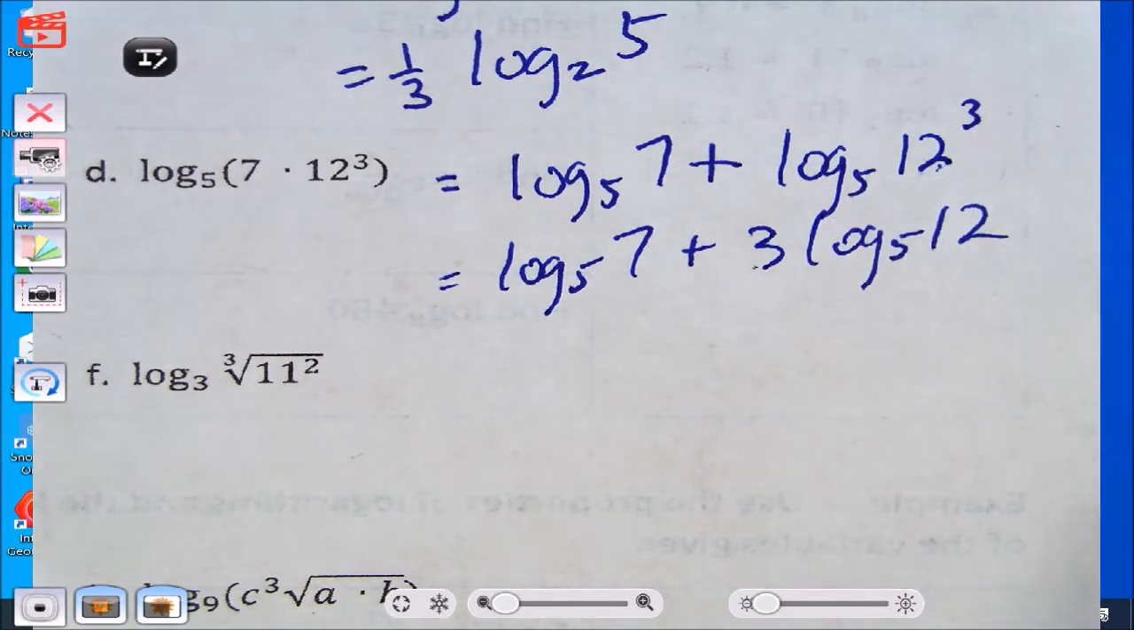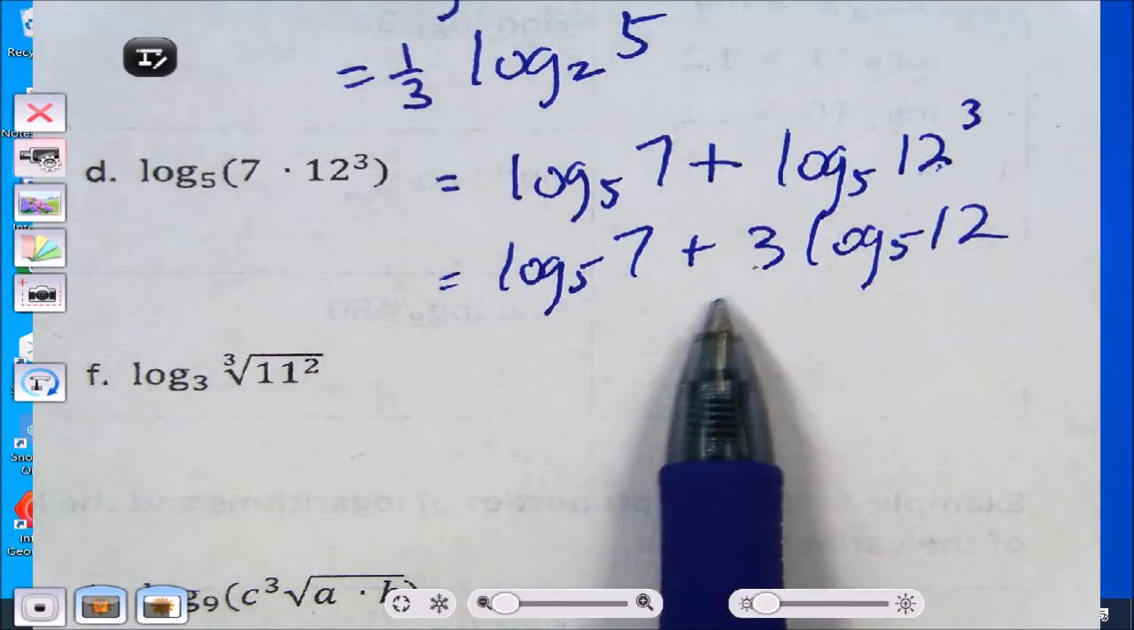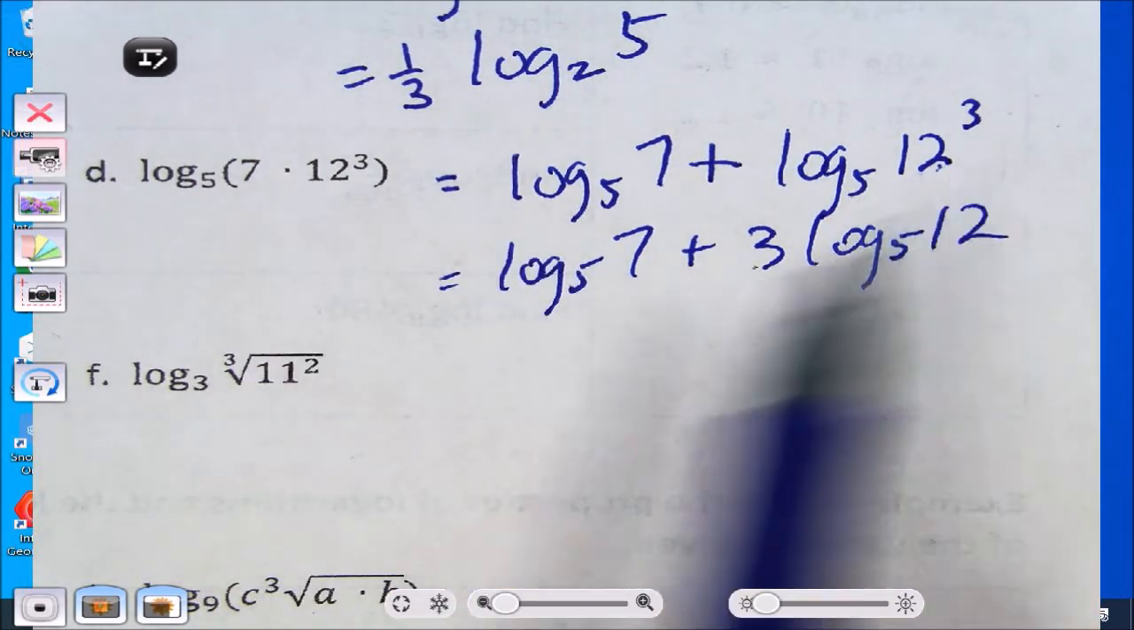Originally what we did at the top. Yes. But we're doing a combination of them, right? So this one was a combination of the product property and the power property.